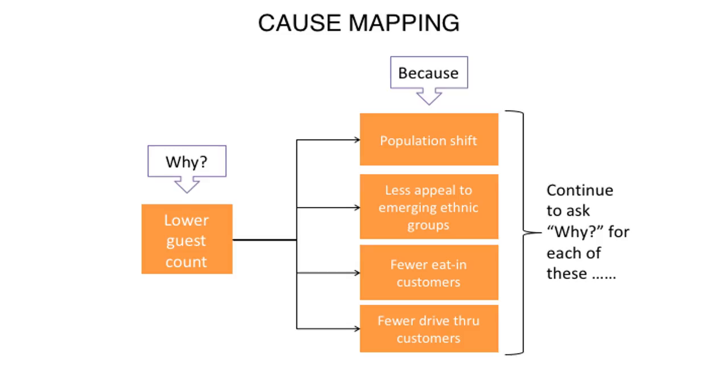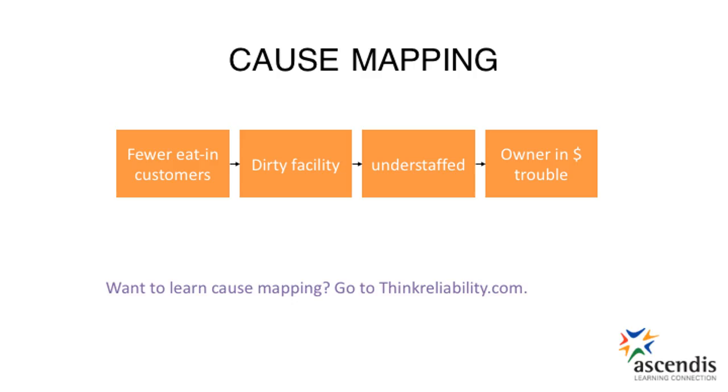Excuse me, third one, I'm sorry, I changed the screen on this one. Why are there fewer eat-in customers? We take it again. Well, there's fewer eat-in customers because there's a dirty facility. Well, why is the facility dirty? Well, because it's understaffed. Why is the facility understaffed? Oh, because the owner is in financial trouble. And if I took it one more step out, and this is a true example, why is the owner in financial trouble? Because she's going through a divorce.